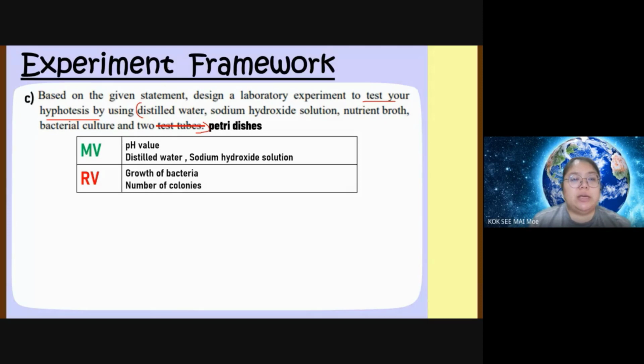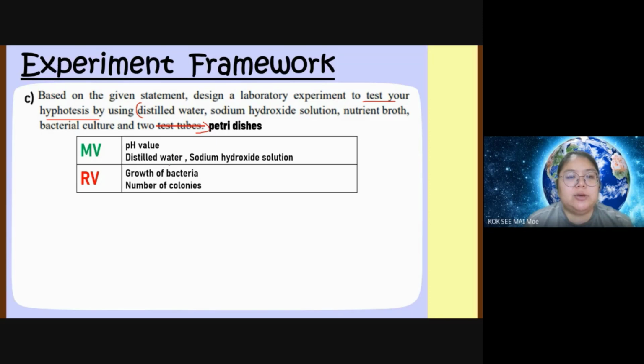Okay, so we still keep. Okay, one more tip for you. Some students don't know how to write MV and RV. Maybe they cannot find it from the question. So you can copy the apparatus.